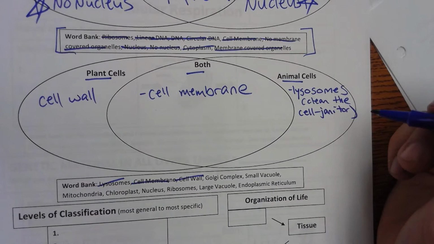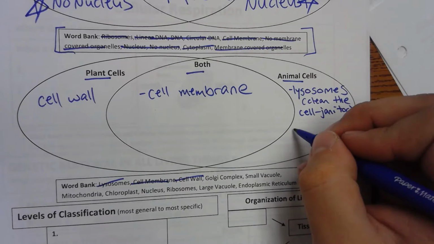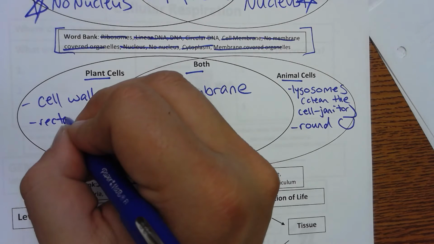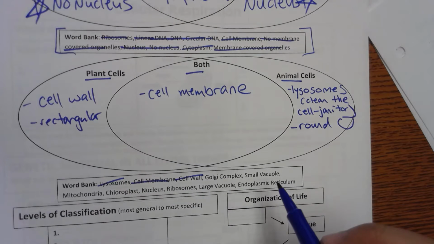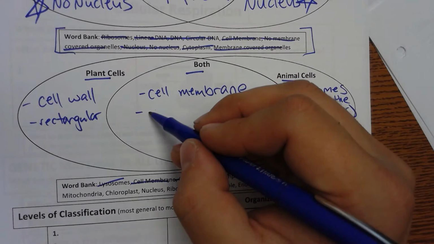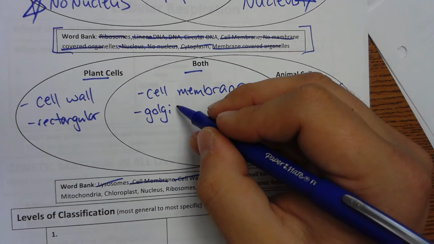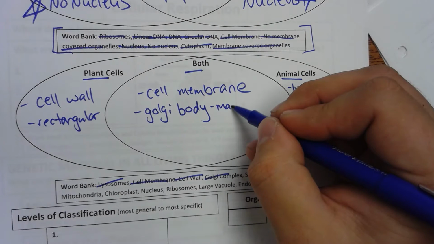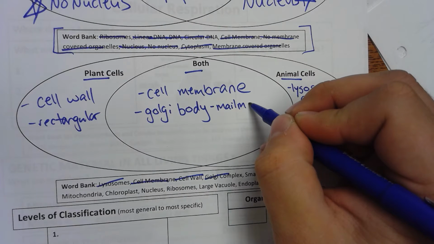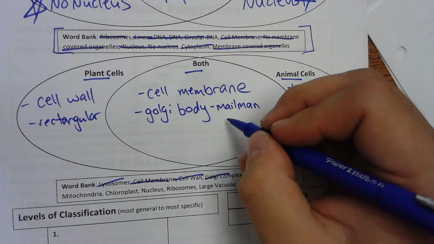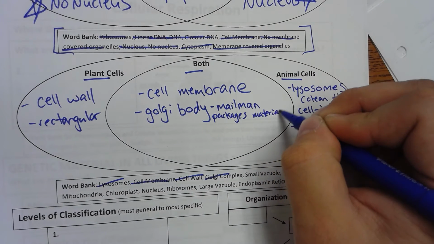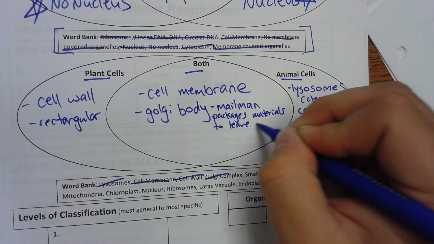And remember, animal cells are round. Plant cells are rectangular. Golgi, they both have Golgi bodies. It says Golgi complex, but I like to call them Golgi bodies. Think of them as the mailman. Sometimes I forget what they do, but I always remember the analogy. A Golgi body is like a mailman. It packages materials to leave the cell.